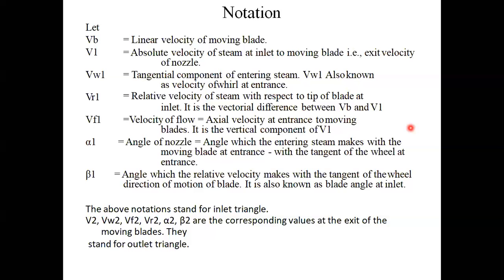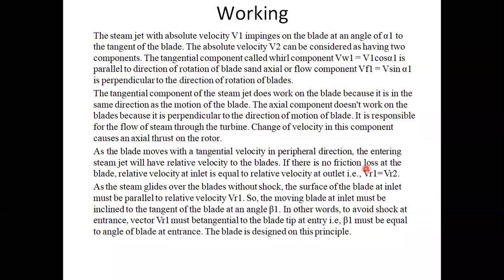The above notation stands for the inlet triangle. V2, VW2, VF2, VR2, alpha 2, beta 2 are the corresponding values at the exit of the moving blades. They stand for the outlet triangle. So all these parameters we already know. This is the notation given for the impulse steam turbine. Now, the working of this impulse steam turbine.